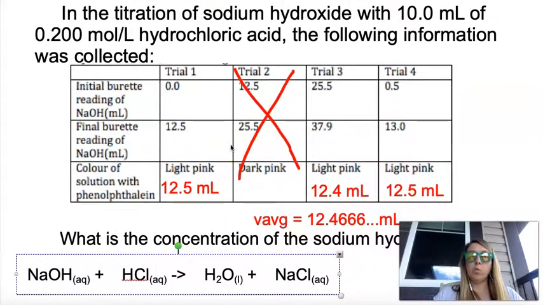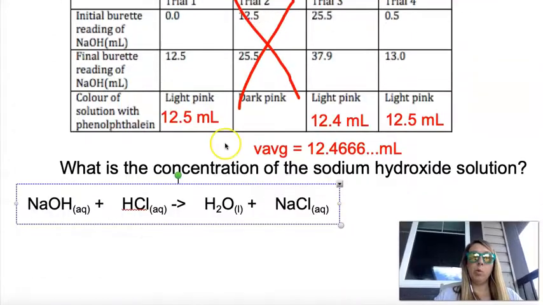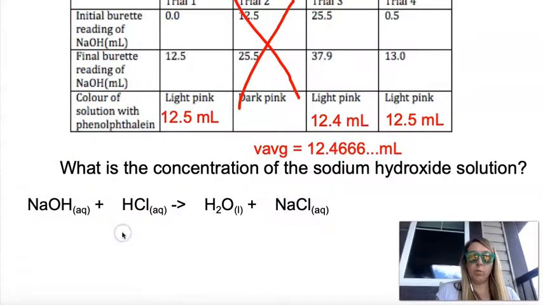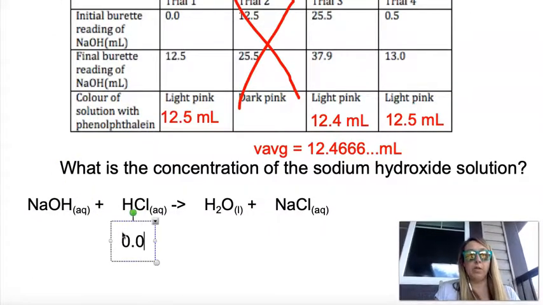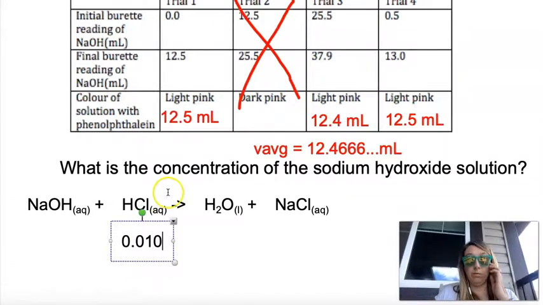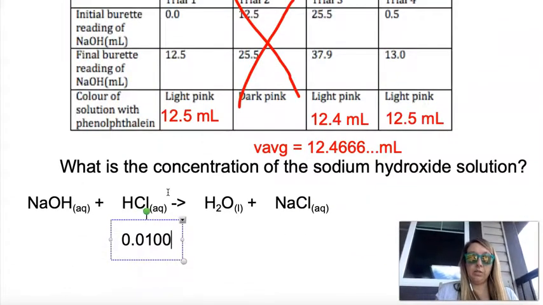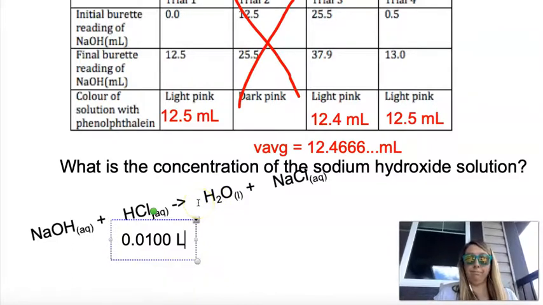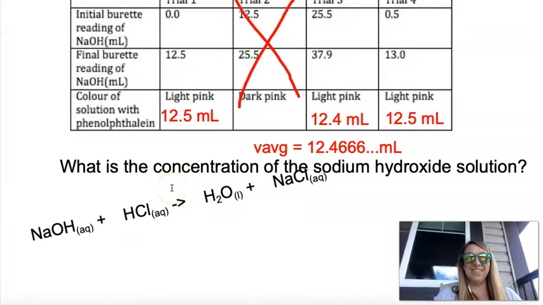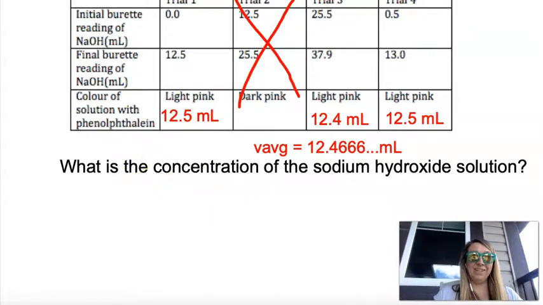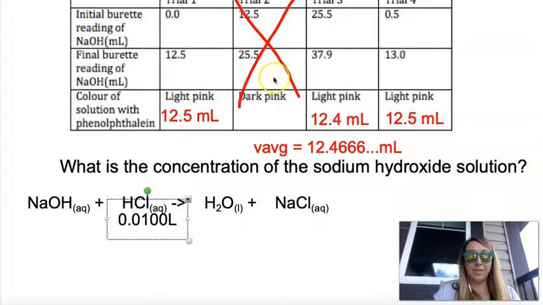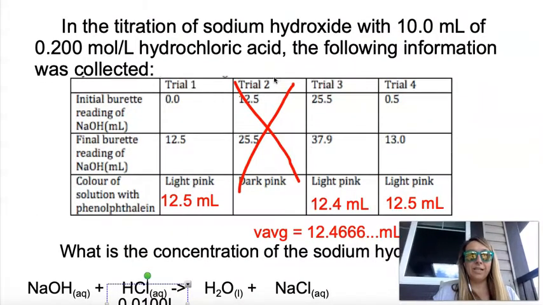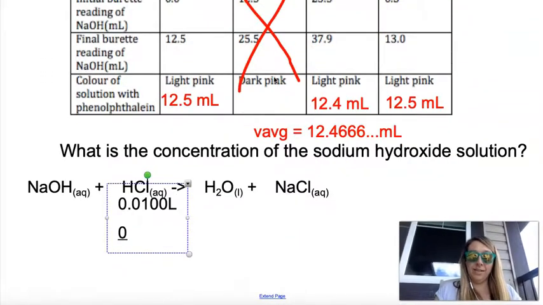Okay, so givens-wise, 10 mL of 0.2 mole per liter hydrochloric. So we know for hydrochloric it was 0.0100 liters, and it is a 0.200 mole per liter solution.